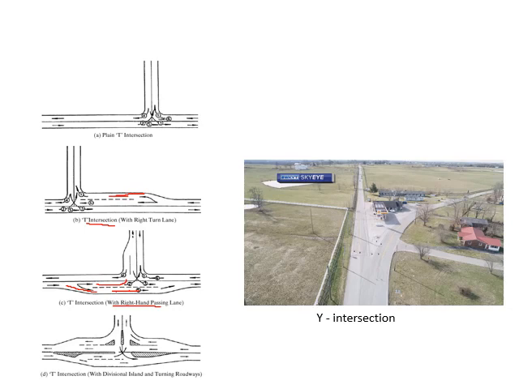Then we have a T intersection with divisional islands and turning roadways. So these are called islands. These are like small medians. So on each side you have islands dividing traffic from different directions, and you can see there are extra lanes provided for passing and turning as well. You can see there are extra lanes provided for right turning and passing. So this is with divisional islands and turning roadways.